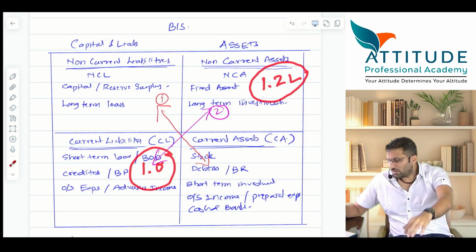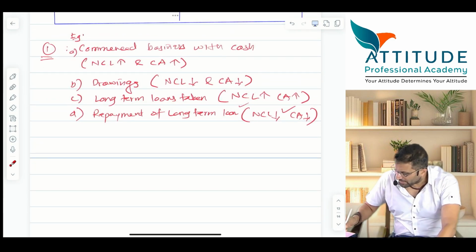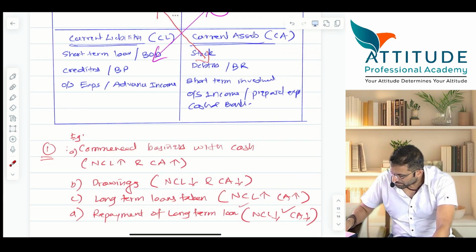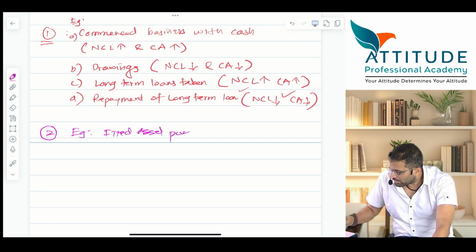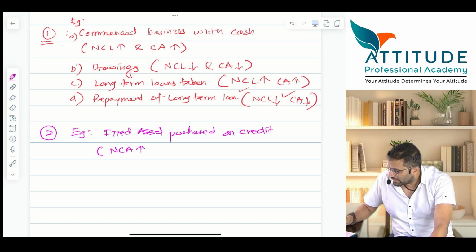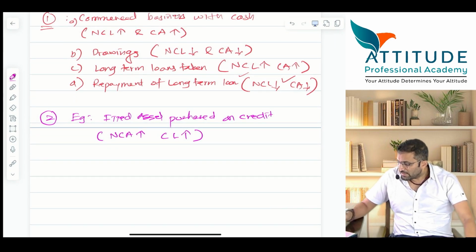हो सकता है. ओके, सो कैन वी राइट हियर? टेल मी द एग्जाम्पल हियर. सेकंड वन का बोला, बताओ एग्जाम्पल. फिक्स्ड एसेट्स परचेज्ड ऑन क्रेडिट. क्या होता है इसमें बताओ? नॉन करंट असेट इंक्रीजेस, फिक्स्ड एसेट्स अकाउंट डेबिट, करंट लायबिलिटीज इंक्रीजेस. बराबर है?